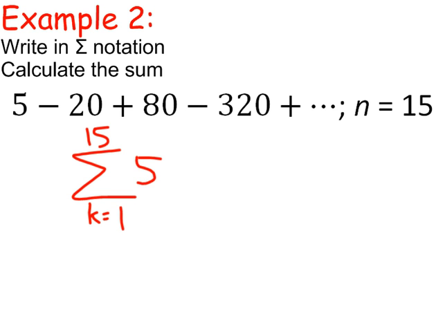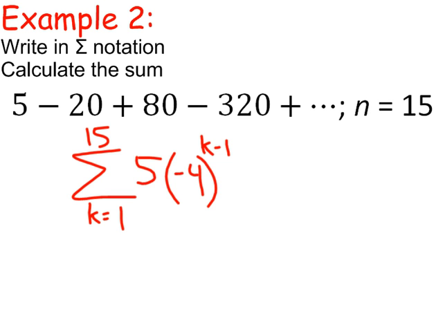This is definitely geometric, and this is a times r to the k minus 1, since I'm using k. And hopefully you're getting the hang of that and you feel like that was pretty straightforward. Clearly I'm multiplying by -4 to get to the next term every time.